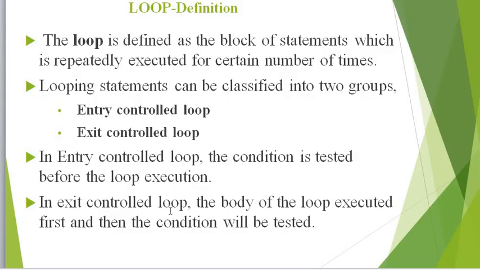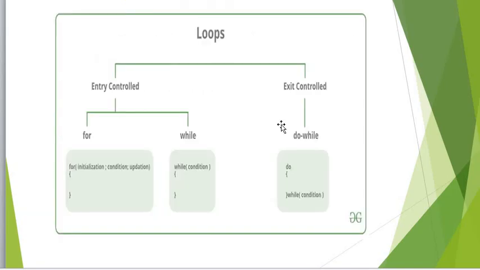In exit control loop, the body of the loop will be executed first before the condition will be tested. That is, in this case, the statements inside the loop will be executed once before the condition will be tested.